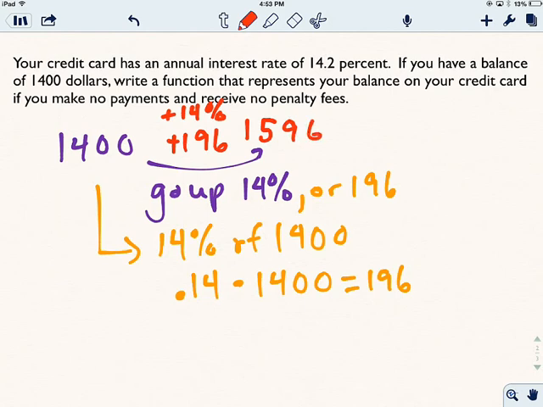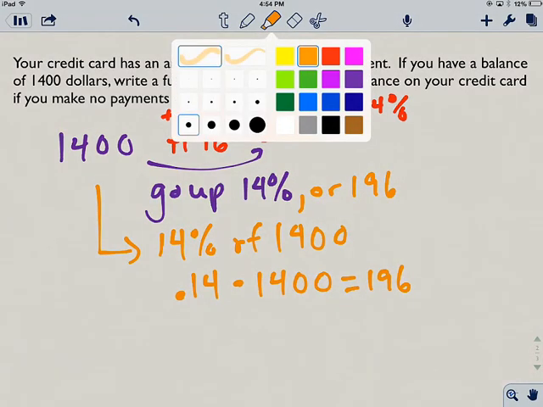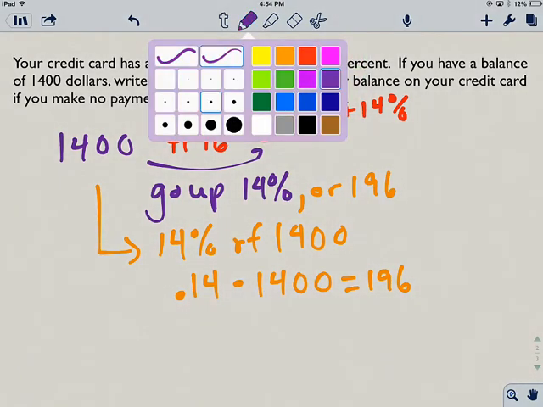All right, so here's the big rub with these things. If I go up 14% again, this time they are going to charge me 14% on $1,596, which is different from 1,400. So they're not going to just charge me another 196 bucks. They're going to charge me 14% of 1,596. So I need a new calculation, and this new calculation looks like this.